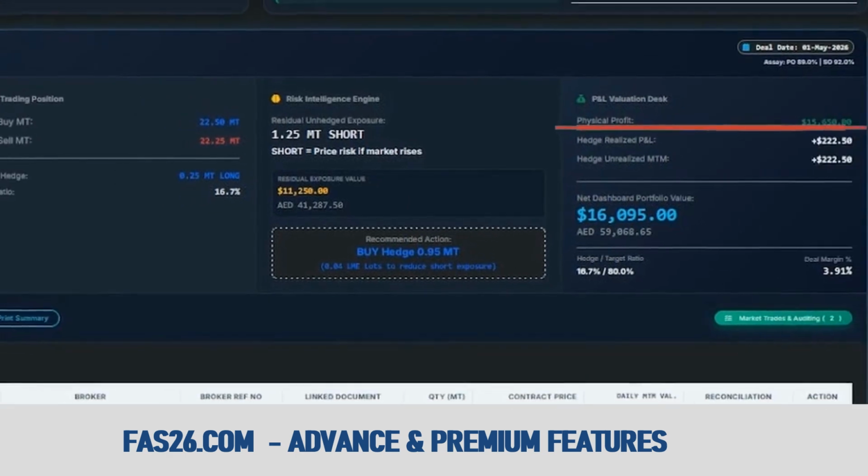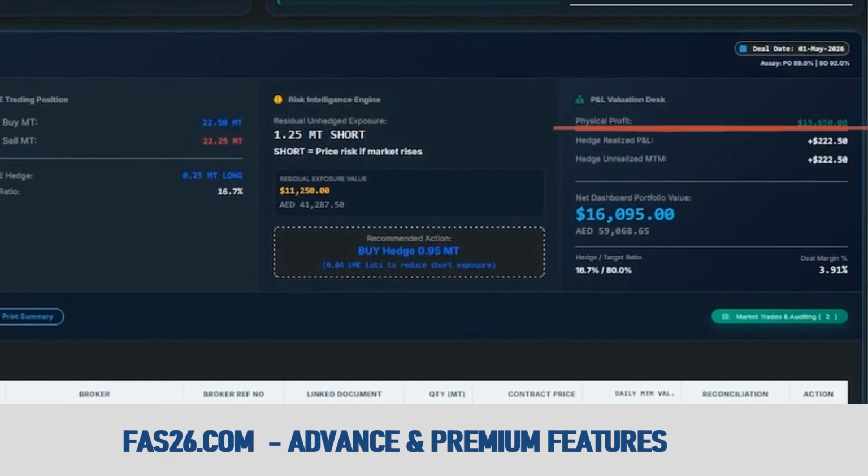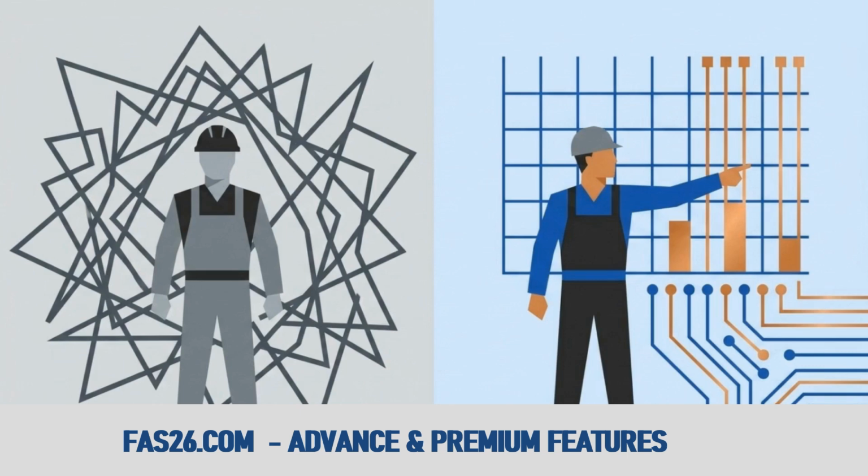The P&L valuation desk tracks the deal's financial health during transit, cross-referencing expected physical profit against the fluctuating mark-to-market value of live LME contracts. This gives traders a net portfolio value for the entire deal, displayed below in US dollars and local currency. The risk intelligence engine moves trade management away from manual estimations toward a structured, data-driven framework.